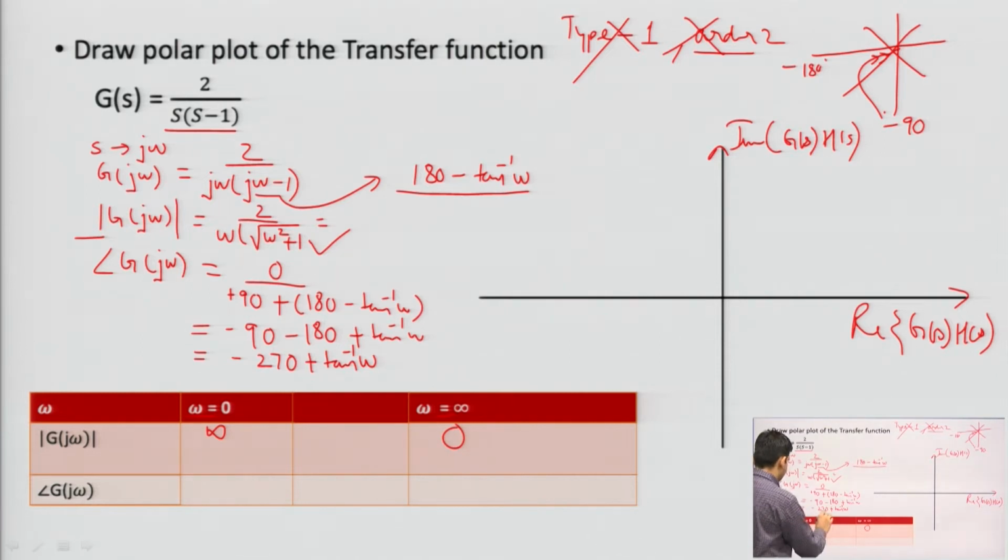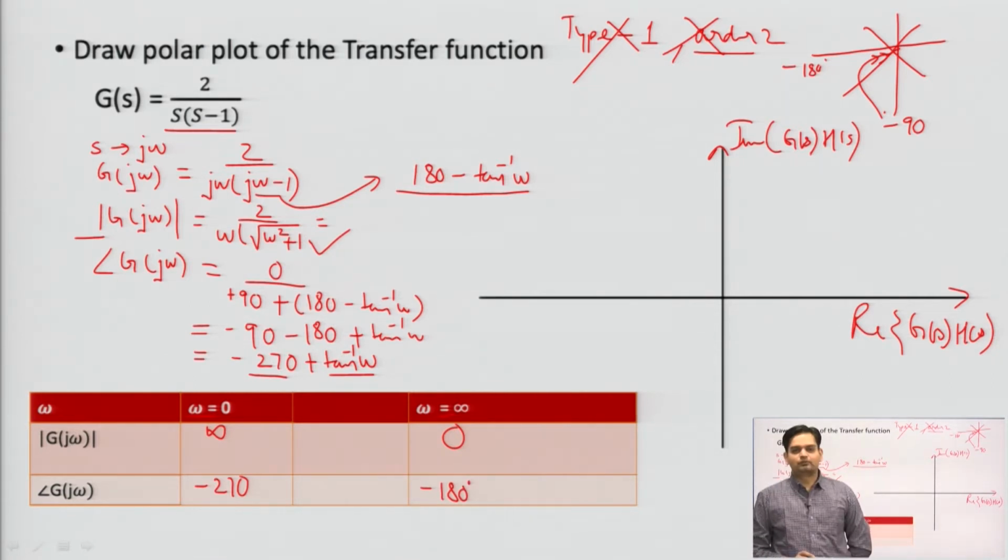Now, what about the phase? For omega equal to 0, this is minus 270, and for omega equal to infinity, this is minus 270 plus 90, which makes a total of minus 180. So, how do we have to move in the polar plot? At omega equal to 0 we are getting a phase of minus 270 and the magnitude is infinity.